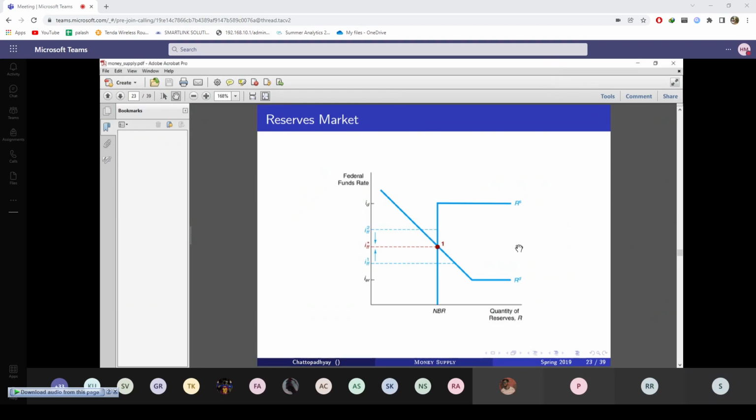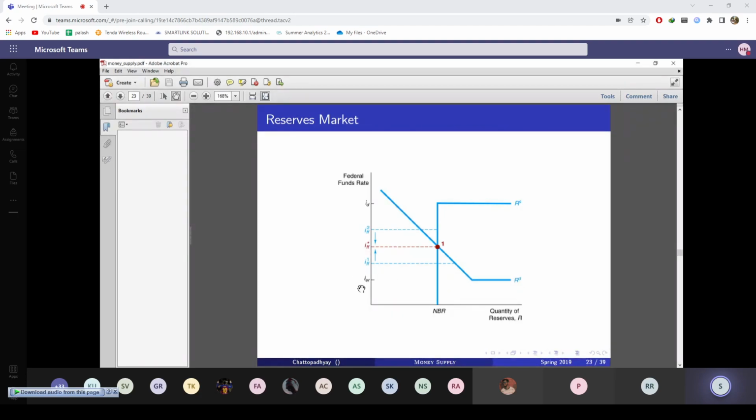So that is basically the intuition of this reserves demand curve. The negatively sloped portion says, whenever your market interest rate is above IER, then as the interest rate rises, instead of keeping reserves, you just give more loans, you earn more interest. But when your nominal interest rate I is trying to go below IER, you're not going to give any loans, you'll actually hold an infinite amount of excess reserves. That's the horizontal portion of the demand curve.